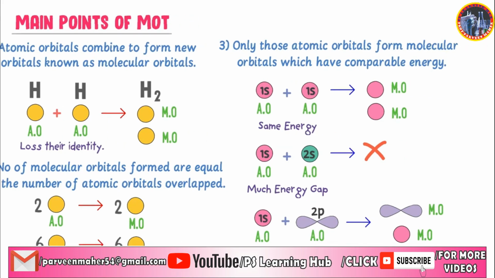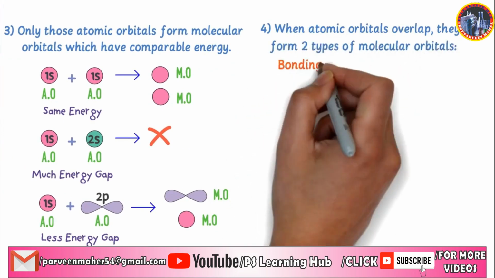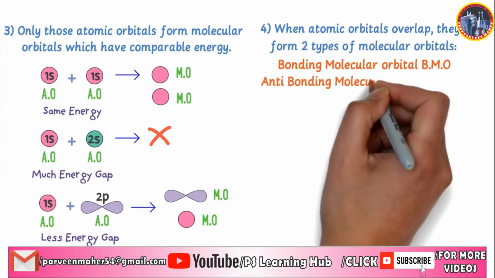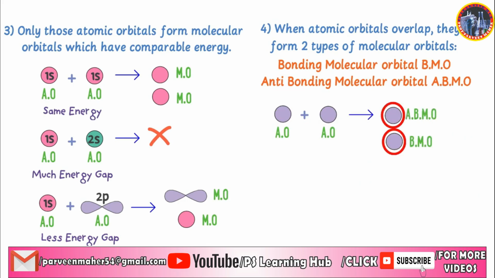The fourth point of MOT states that when 2 atomic orbitals overlap, they form 2 molecular orbitals. One is bonding molecular orbital and another is anti-bonding molecular orbital. For example, consider these 2 atomic orbitals. When they overlap, they form 2 molecular orbitals. This is bonding molecular orbital and this is anti-bonding molecular orbital. Thus, the fourth point of MOT is about the two types of molecular orbitals, bonding molecular orbital and anti-bonding molecular orbital.